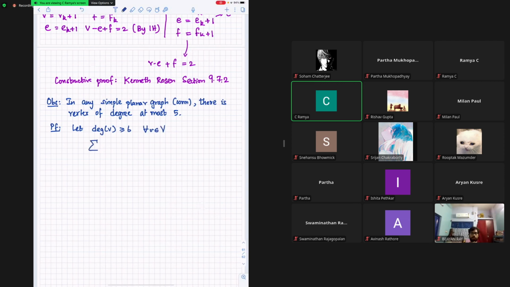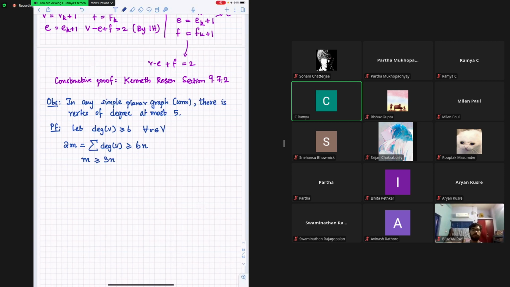Then what can you say about the sum of the degrees of the vertices? You know that this has to be at least 6n. But what is this? This is exactly 2m, which is the number of edges. So we have that m is at least 3n. So what do you get from this?